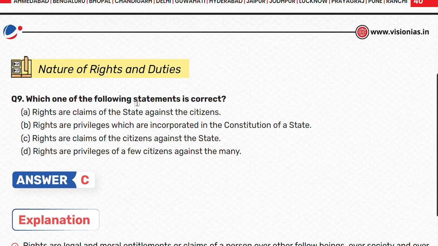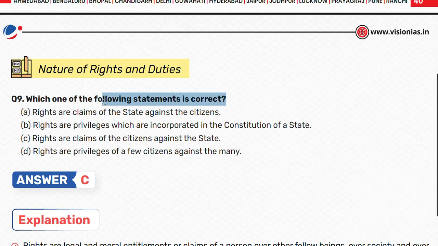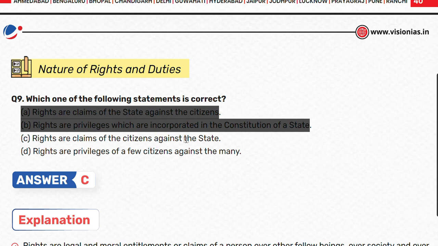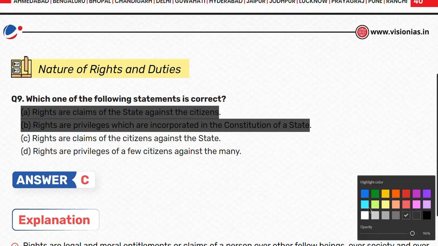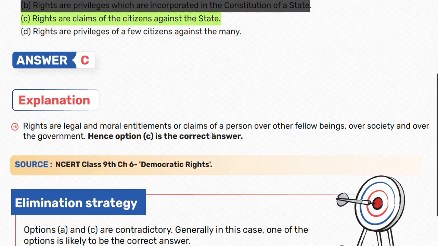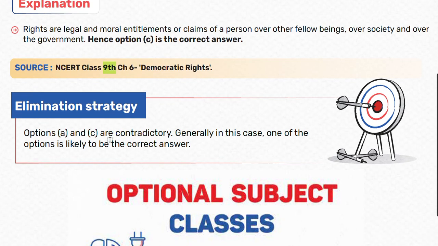Which one of the following statements is correct? Rights are claim of state against the citizen. No, this is exactly opposite. Rights are claim of the citizen against the state. So this is incorrect. Rights are privileges which are incorporated in the Constitution of India. That statement is wrong. Rights are claim of citizen against the state. So this is the correct one. This is exactly from your NCERT, class 9 NCERT democratic rights. Rights are legal and moral entitlements or claims of a person over other fellow beings, over society and over government. So that is the thing.